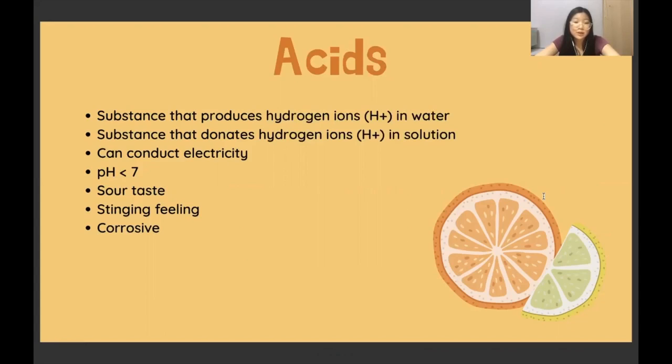An ion is a special type of molecule that has an electric charge. So, a hydrogen ion has a very tiny electrical charge. And when there's a large amount of hydrogen ions present in something, that substance is acidic. So, as I said before, hydrogen ions have a tiny electrical charge, and so acids can conduct electricity. They have a pH less than 7. We'll talk about what pH means later on. And acids have a sour taste, a stinging feeling, and are corrosive.